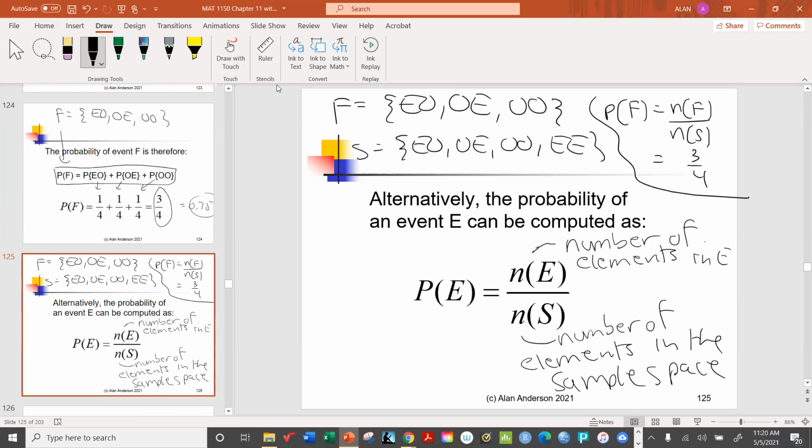So because of these special circumstances, you can just go ahead and say, well, there's 3 elements in F and 4 in the entire sample space. Therefore, the probability is 3/4. And that's it. You're done. Look how easy that is. But again, this only applies to cases where the elements are equally likely.